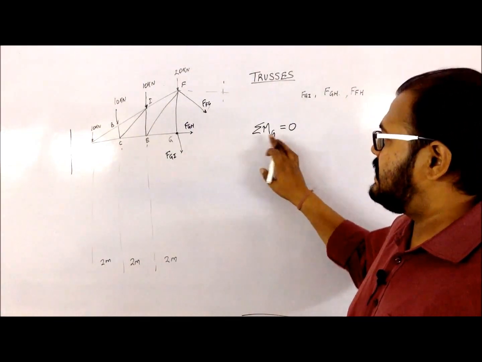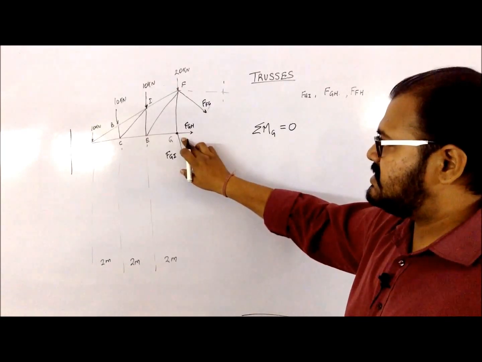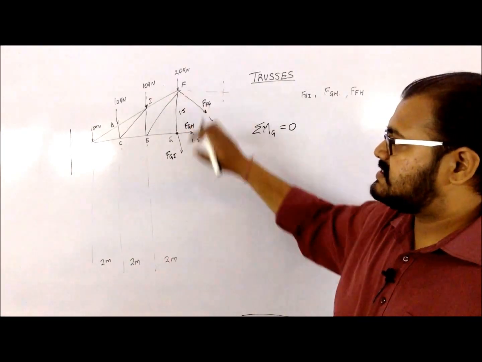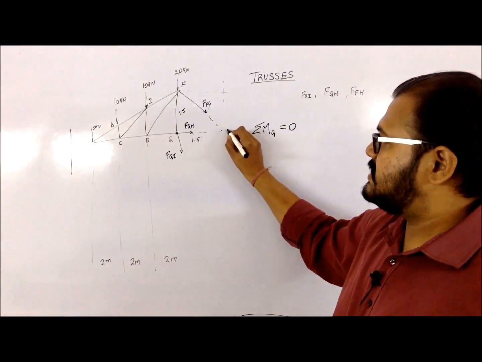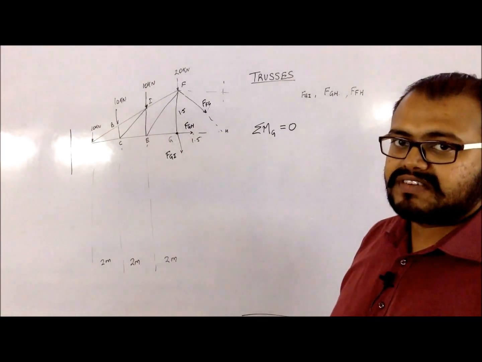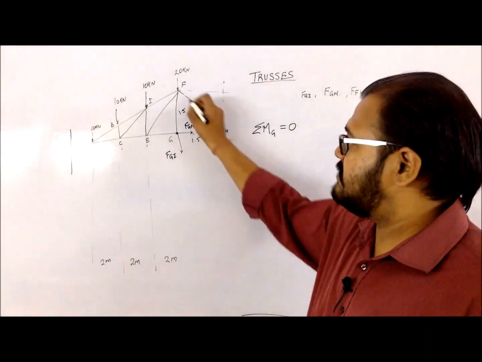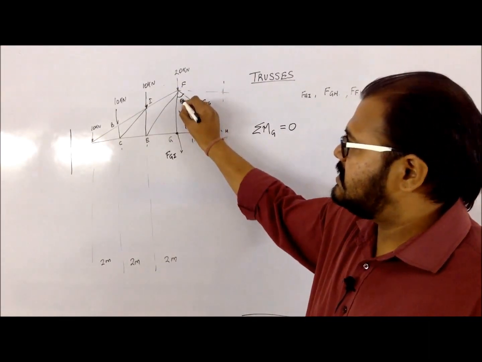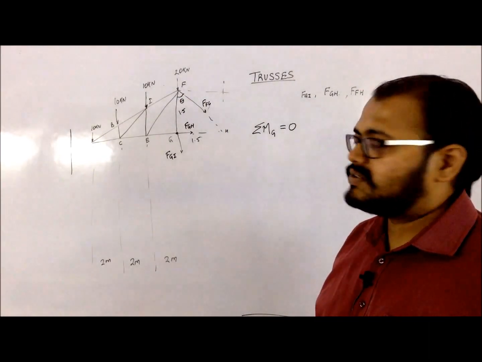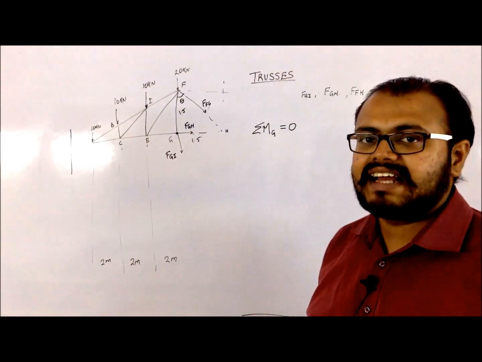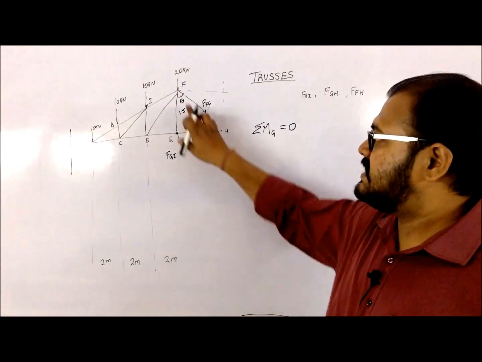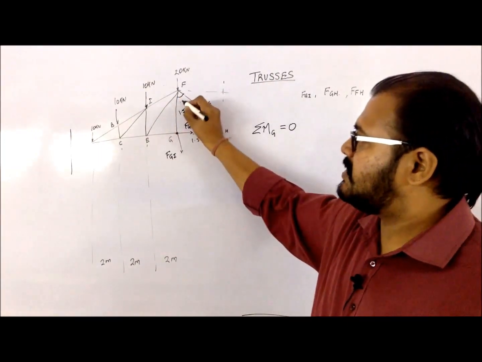Now I have to consider the moment about G. I was given that this distance is 1.5, and the triangle it makes at point H is also 1.5. So basically I can find the angle here, theta. Theta will be tan inverse of 1.5 by 1.5, which is tan inverse of 1. So basically I will get the angle as 45.